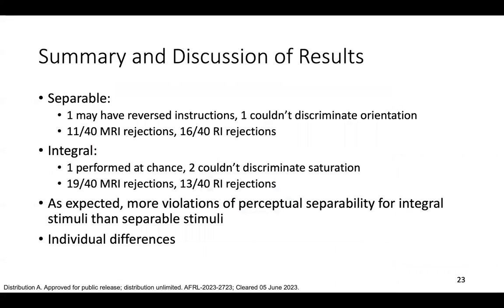In summary, as we hypothesized, more violations of marginal response invariance were observed in the integral condition than in the separable condition, 19 to 11 respectively. We also observed individual differences as expected, with 1 participant unable to discriminate orientation in the separable condition and 3 participants unable to discriminate 1 or more dimensions in the integral condition.